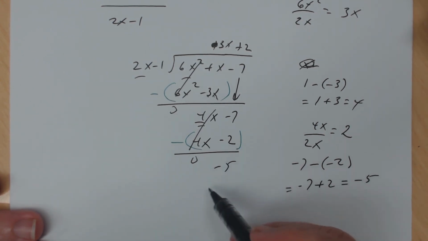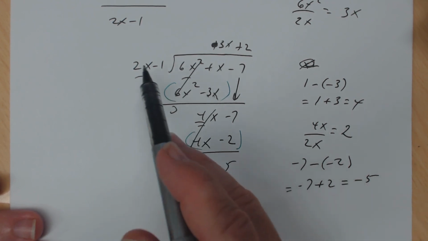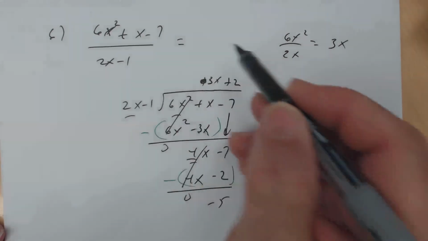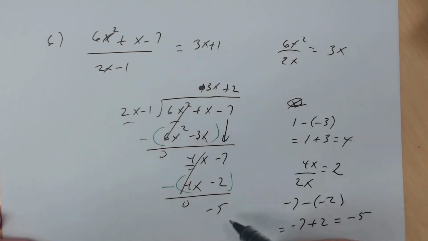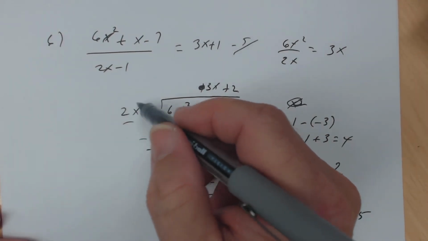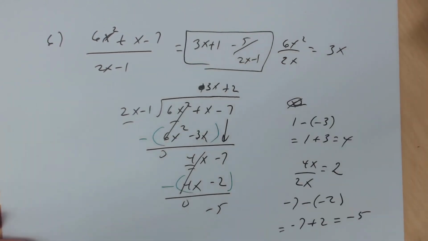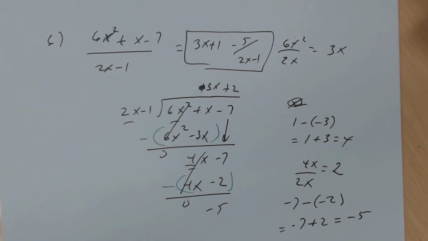And now remember, the degree of your remainder is less than the degree of your divisor, so you stop. The answer will be the quotient, 3x plus 2, plus the remainder, which is a negative 5, divided by the divisor, which is 2x minus 1. Okay? All right, so that was part 2 of dividing polynomials.